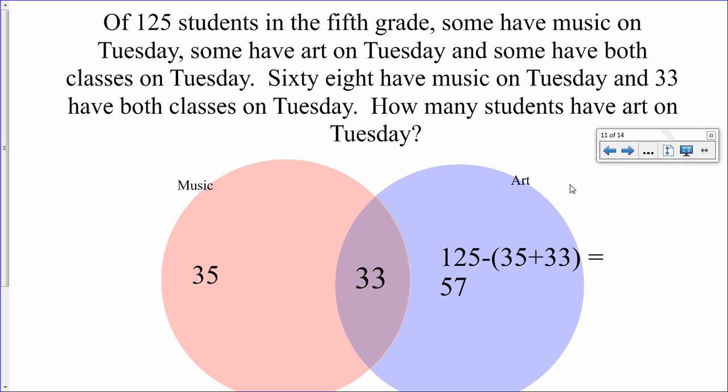To figure out how many students have art, we have a total of 125 students. So we're going to subtract not only the students taking just music, but also the ones that have both, the overlap. And when we do that, we get 57 students have art only on Tuesday.